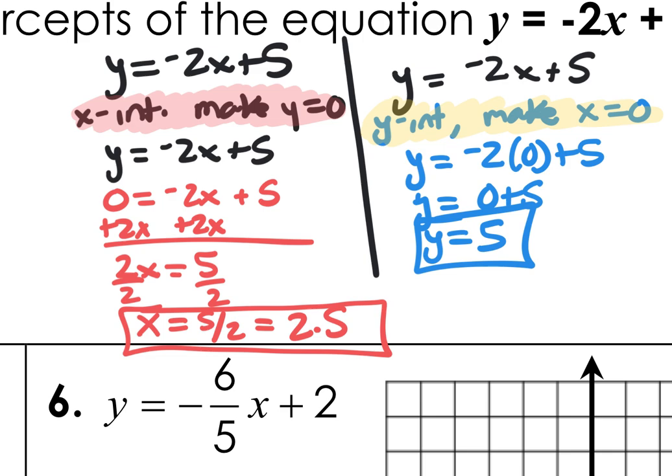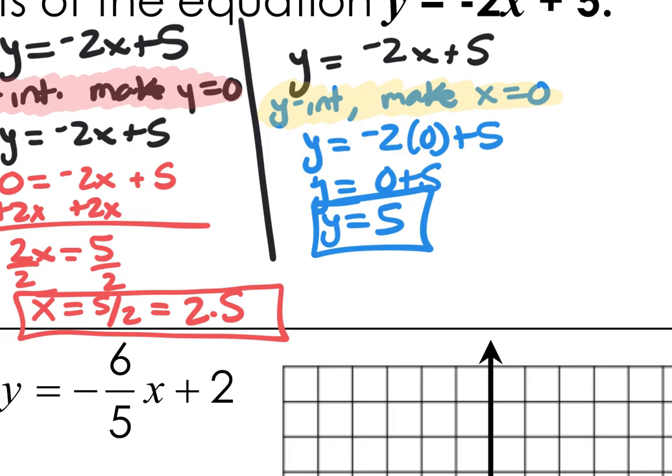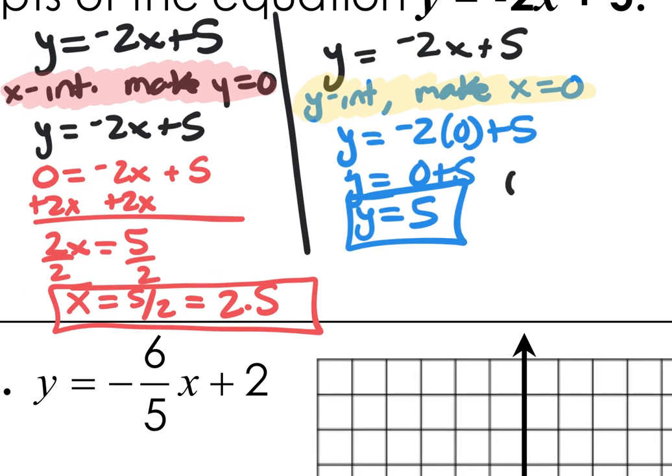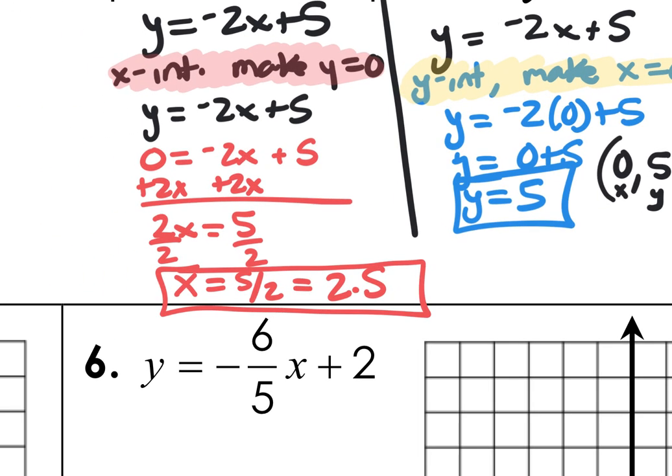Now, for me, I'm fine with that. If they ever wanted you to write your answer as an ordered pair, over here I would make this ordered pair 0, 5, because remember, we made x equal 0 and the y value was 5. Over here, I made y equal 0, so it was 2.5, 0. X is 2.5, y was 0. We're going to do that with graphs. We're going to take a look at a couple of examples, and I'm going to show you how you can do that to graph an equation.